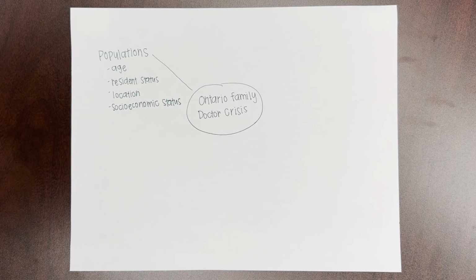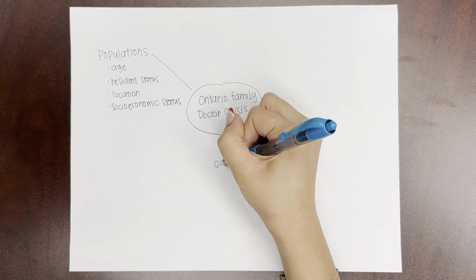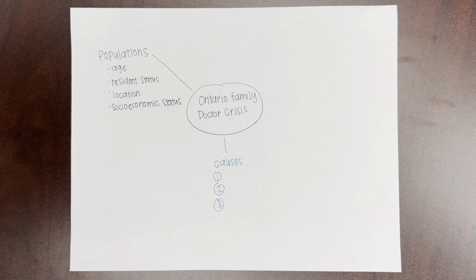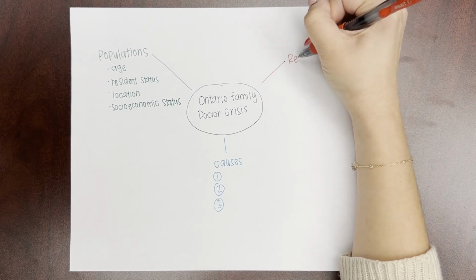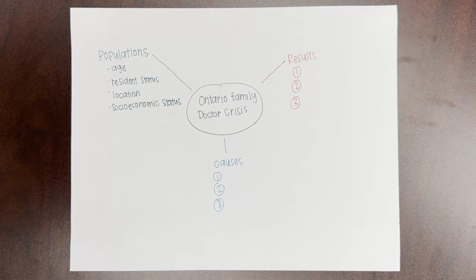Then, you can move to a second branch, in a different color for good measure. Perhaps this branch is the causes of the crisis, and you list a few causes there. And then there's a third branch, in another color, about something else. How does this crisis affect people, and so on. You can even note connections between ideas as they come up.